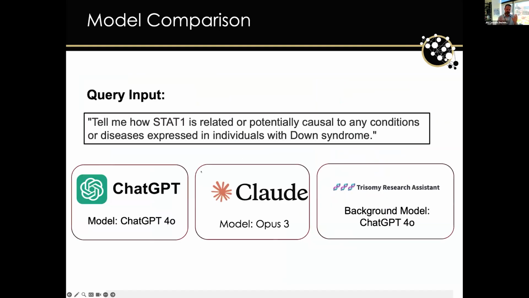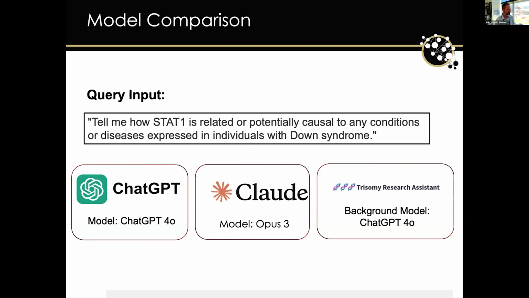Okay, so this is a real example. These are actual queries done. So what we're going to do is take this query: tell me how STAT1 is related or potentially causal in any conditions or diseases expressed in individuals with Down syndrome. I use this specifically because we know that STAT1 is an interferon response gene. It's responsive to interferon signaling, and regulates a whole bunch of downstream interferon response related genes. And we know that those genes are involved in conditions related to Down syndrome. So we already know the answer to this, and we want to check how these models respond to those queries.